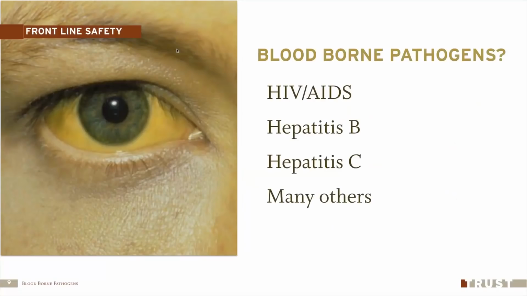So HIV and AIDS is one of them. It's a big one. Hepatitis B is another one that's common that we hear about, and also hepatitis C. And there's many others that can be carried in our blood and in our bodies. Malaria is an example of that. Syphilis is another example. There's several kinds out there. But again, we just don't know, and we need to protect ourselves.